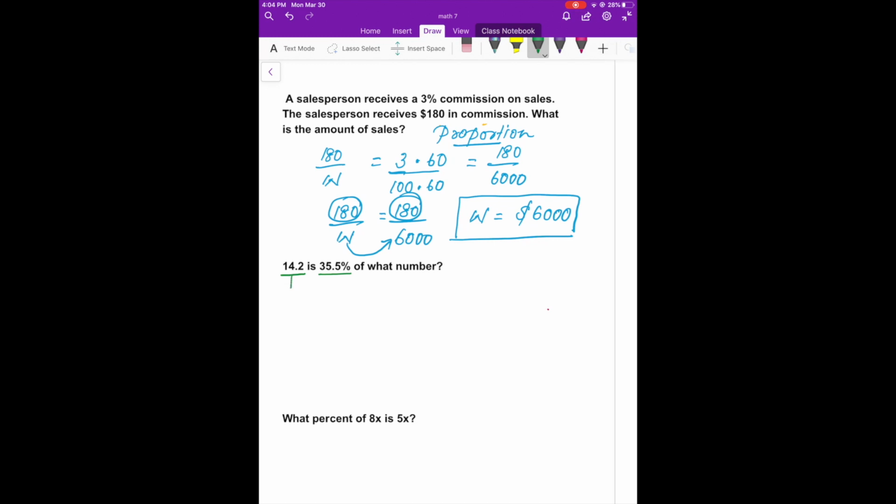So let's write 14.2 is, which means equal to in math, and 35.5% means 35.5 over 100 of what? Of means multiplication, of what number? That is x. That's the equation.